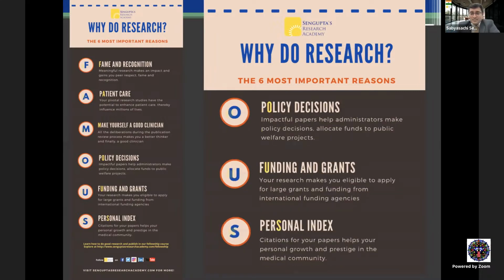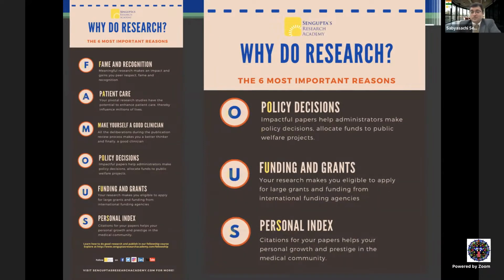O stands for policy decisions, where some of your impactful papers help administrators make policy decisions. Sometimes they allocate funds to public welfare projects, like the NPCB, the National Programme for Control of Blindness. That is a 5-year plan. A lot of the time they allocate funds based on some of the research which is published in the IJO, which looks at the incidence of blindness in different parts of the country.